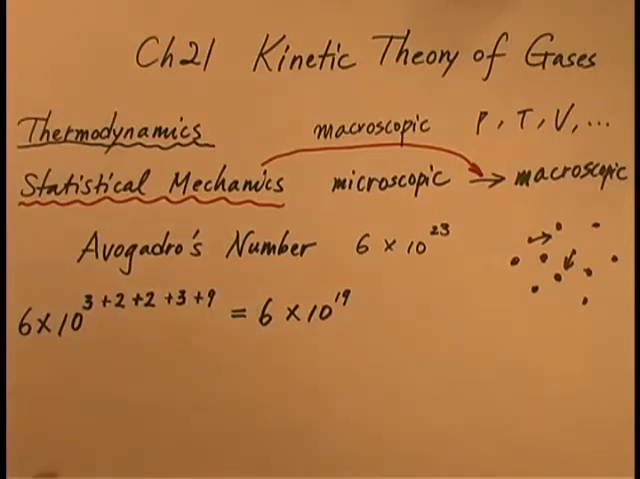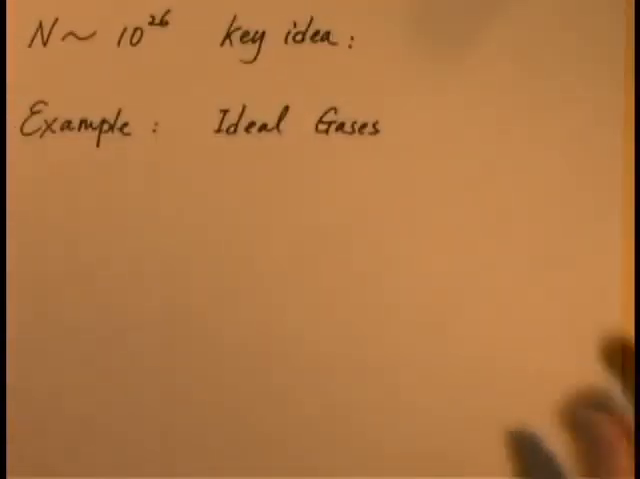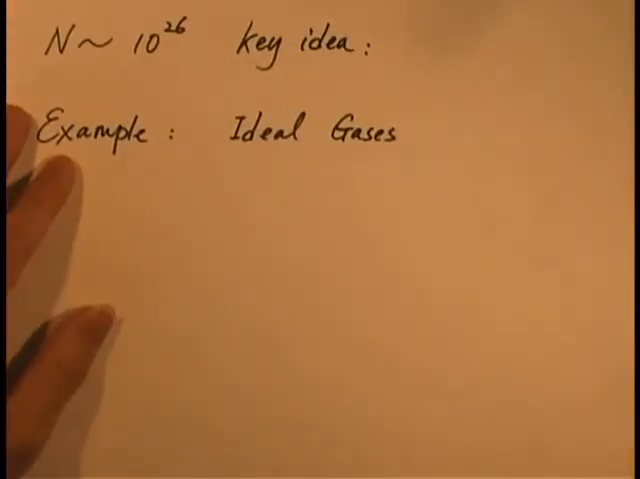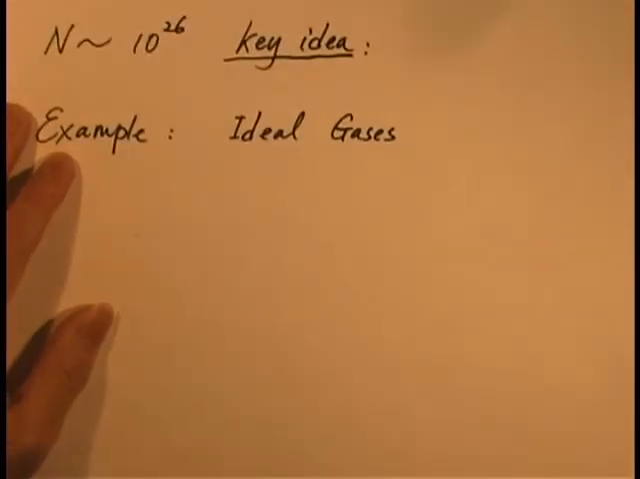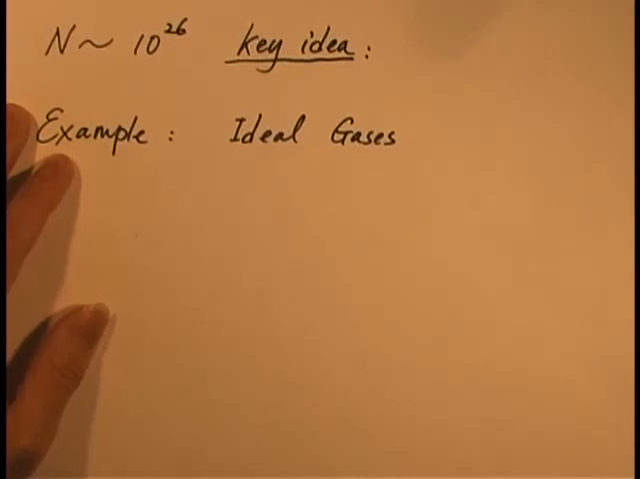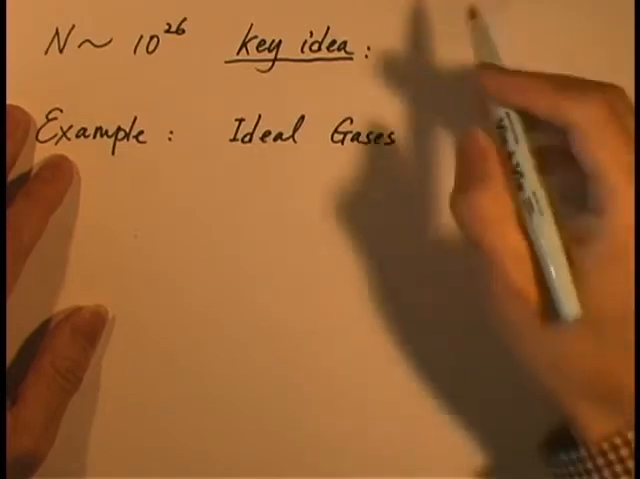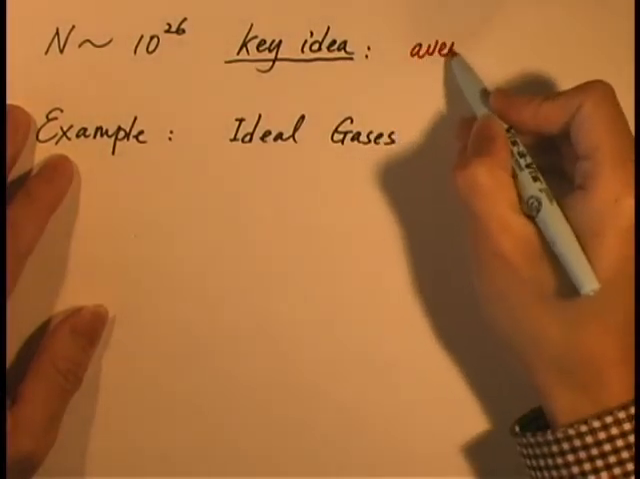Okay, so here is the idea. What is the key idea? The key idea is that since each molecule is not very important, what I need to know is not how each molecule behaves, rather I'm interested in the average value.